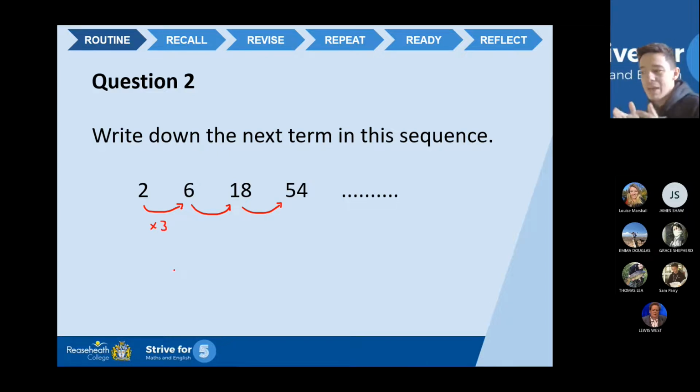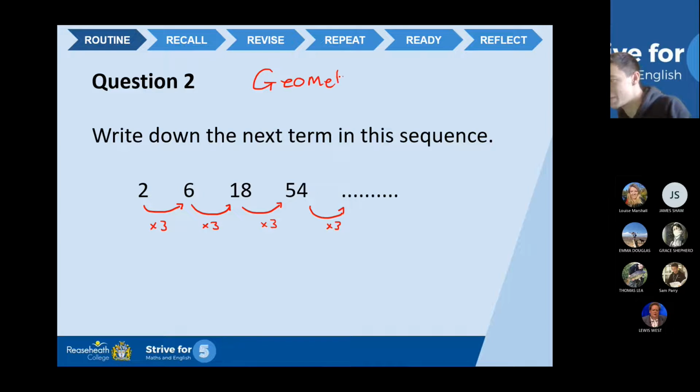And then we can see, right, will that times by 3 work for the next bit? 6 times 3. Does that give me 18? Yes, it does. 18 times 3 also gives me 54. So the rule is to times by 3. And as Louise has mentioned in the chat, this is a geometric sequence. So geometric is where the numbers get bigger and bigger each time because you're multiplying by the same number. I'll put in brackets there, multiply, because that's a key word.